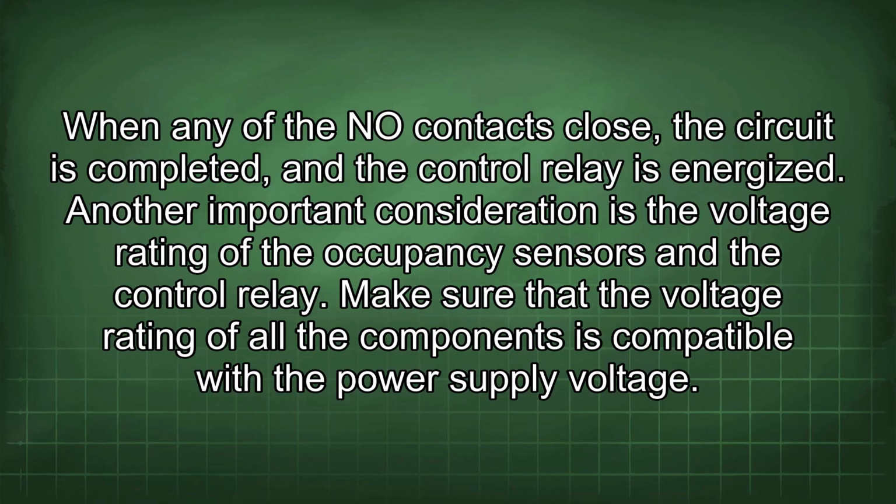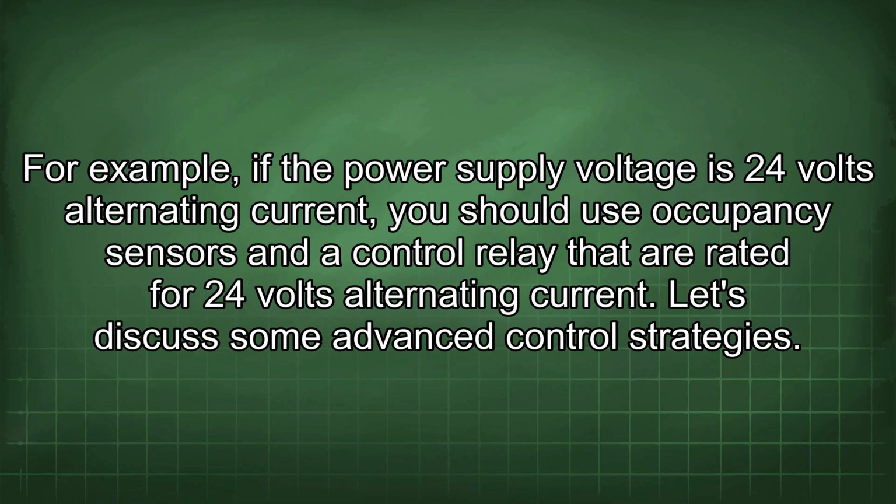Another important consideration is the voltage rating of the occupancy sensors and the control relay. Make sure that the voltage rating of all the components is compatible with the power supply voltage. For example, if the power supply voltage is 24 volts alternating current, you should use occupancy sensors and a control relay that are rated for 24 volts alternating current.